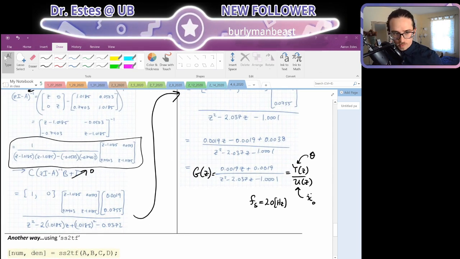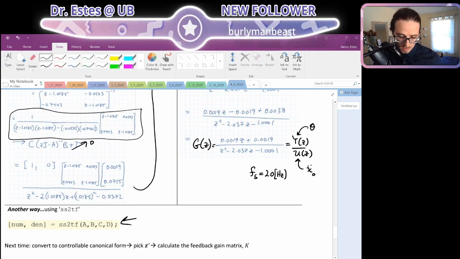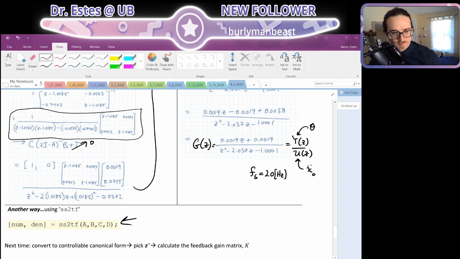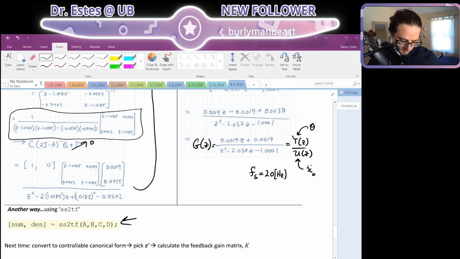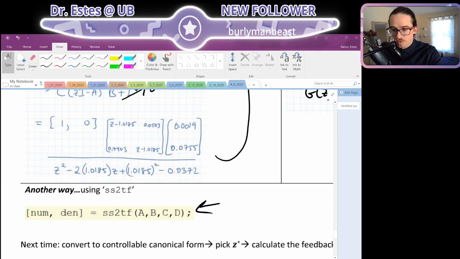Because we generally don't want to do this by hand, this is how you do it in Matlab. Let's go over to Matlab real quick.